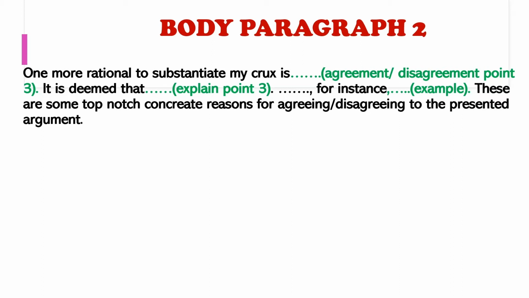But if you have explained properly all the 3 points with proper explanation and justified examples, then you will get around 250 to 265 words for sure. So you can stick to this template. So one more rationale to substantiate my crux, that is, substantiate my point. So one more rationale to substantiate my crux is my third agreement point. Whatever the agreement or disagreement point is, the third point. Okay, I'll give that, and then I will explain the third point. It is deemed that, and then I will explain.